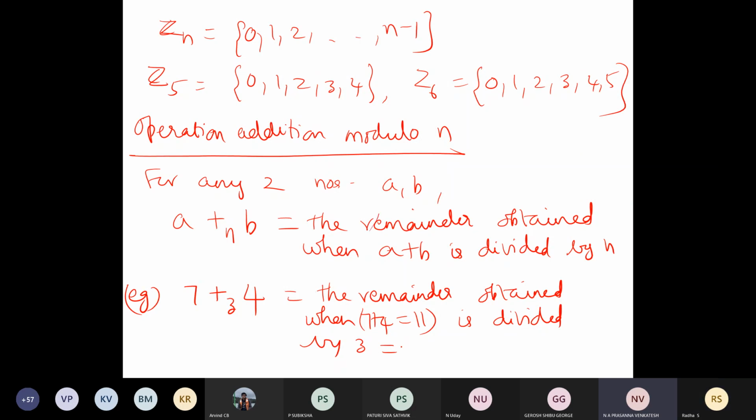So I hope you understand what is A addition modulo N B. You have to add A and B and divide by N to get the remainder. So I have introduced two things now, Zn and addition modulo N. Always, Zn under addition modulo N is a group. I want to prove this. I'll take a particular example: Z5 under addition modulo 5 is a group.